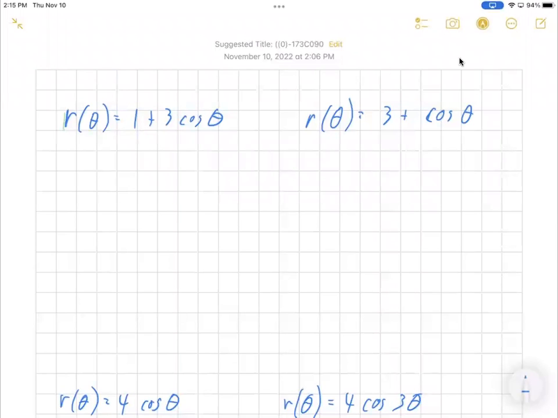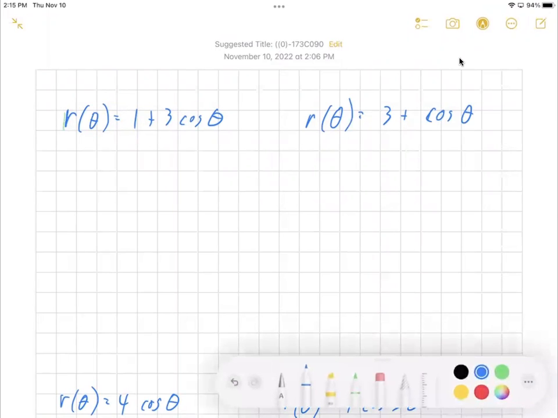Hello, so these are the equations you're going to see on the homework. You're plotting the points and you're supposed to guess which polar equation goes with the points that you're plotting. So I just want to give you some hints on those.